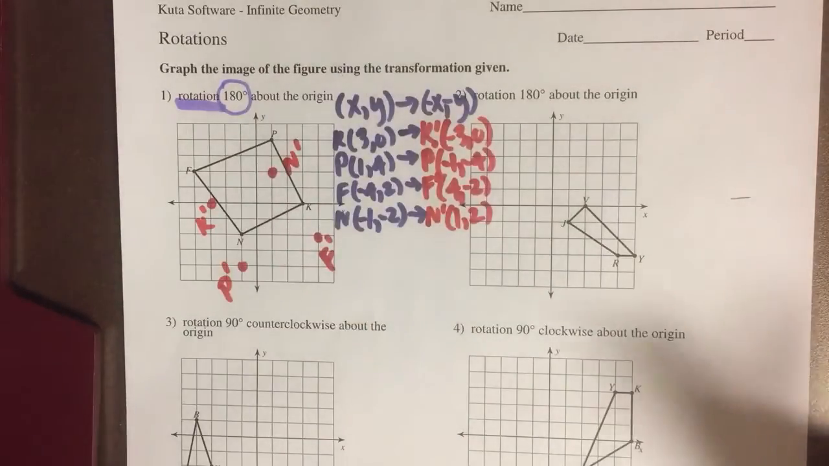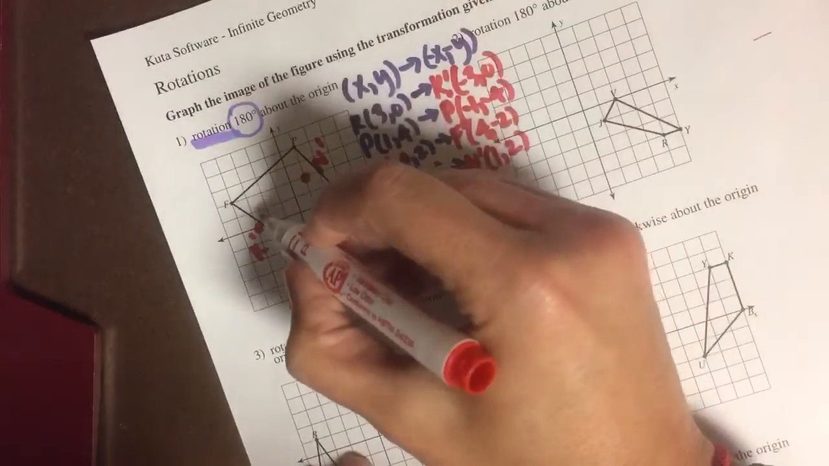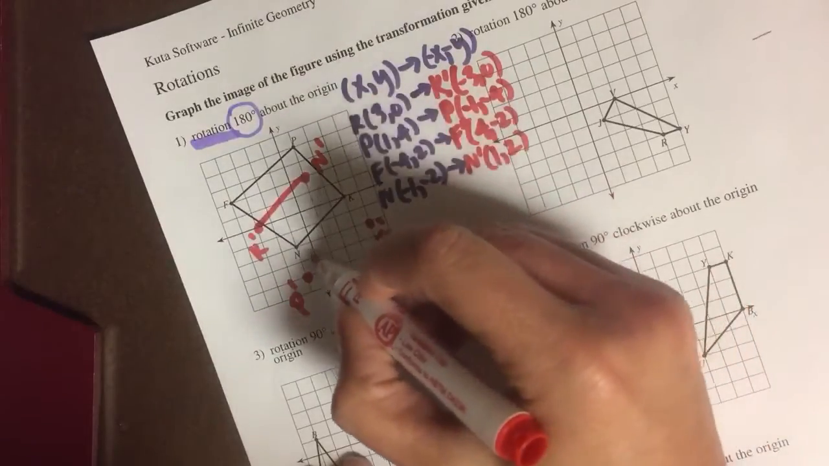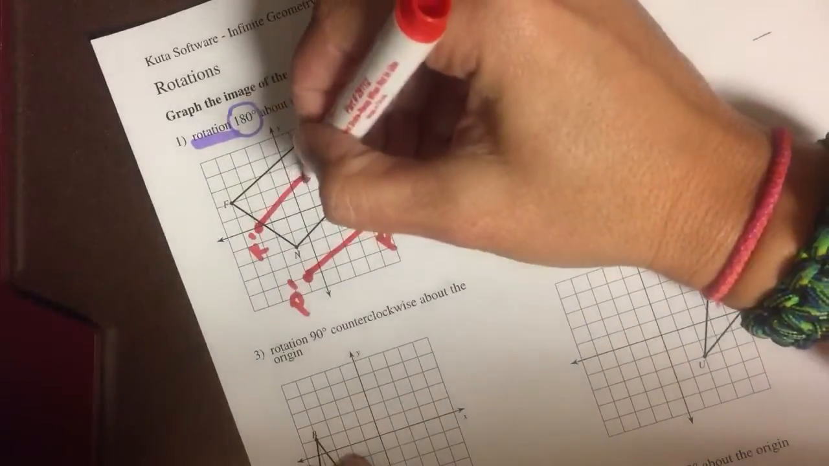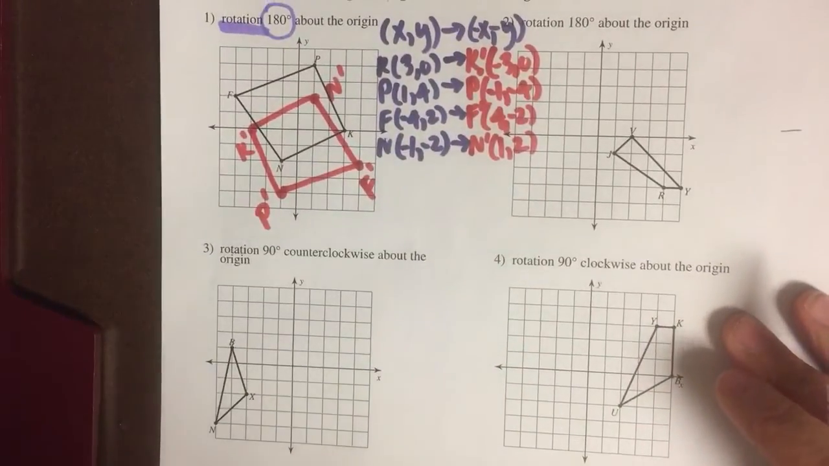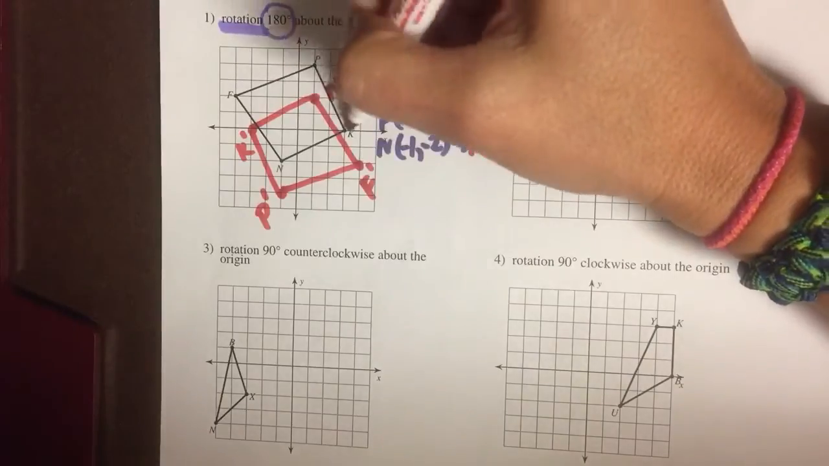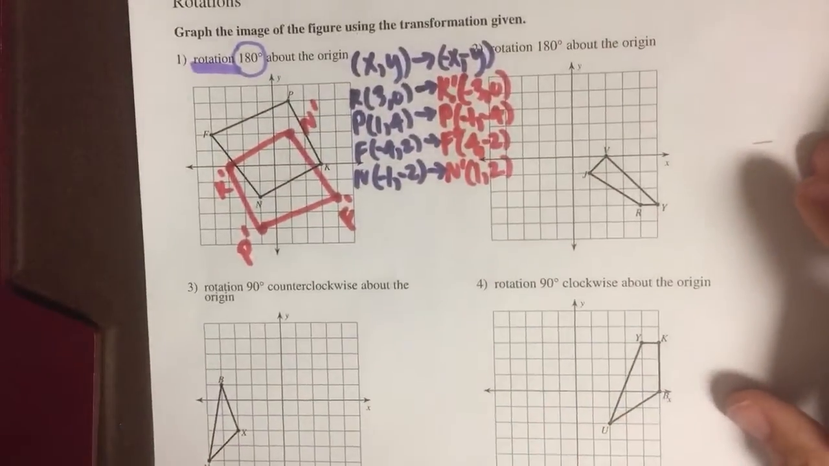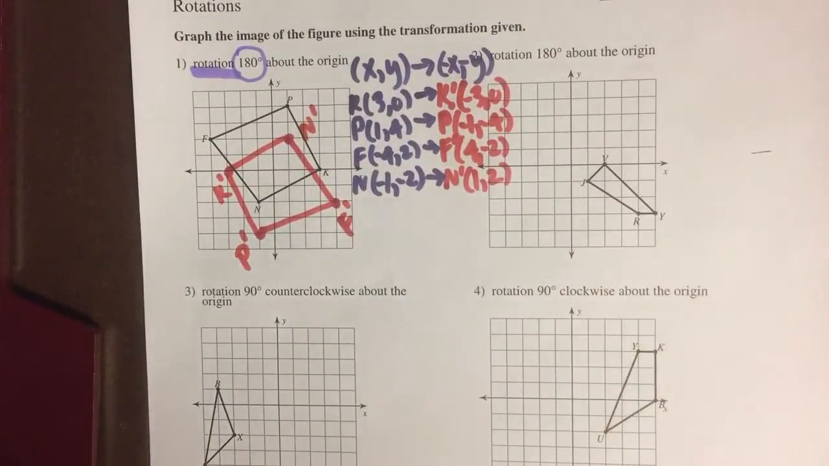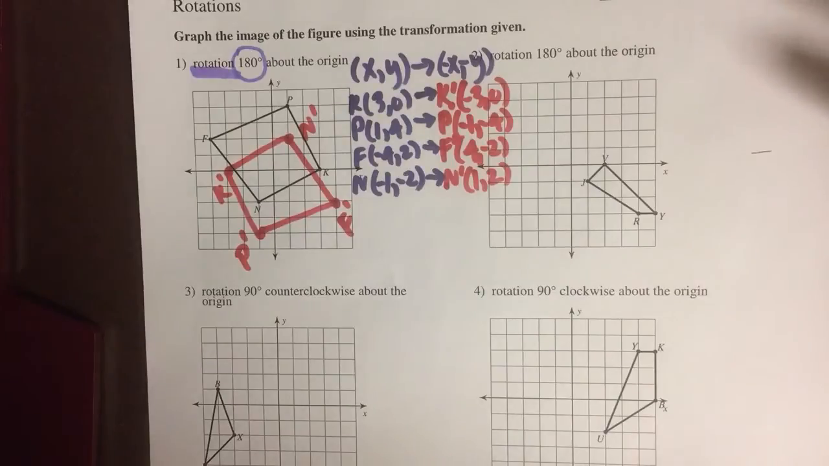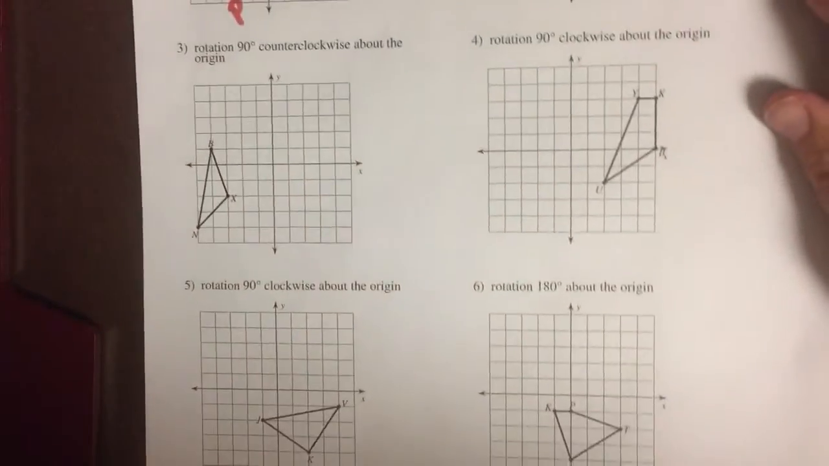So you can see my figure. If I connect it, I'm going to move the paper here a little bit. If I connect my figure, you can see that it is actually a rotation. You see how this has rotated all the way over here. This side has rotated here. That it's actually a 180-degree rotation around the origin. Okay? So that's all you do, is use the rules that you have.